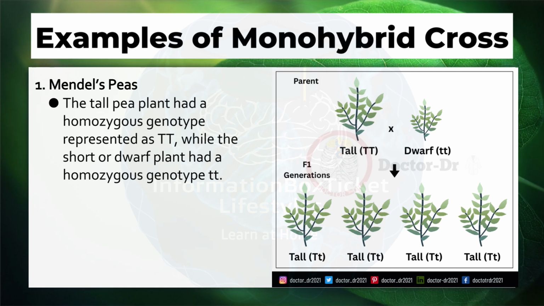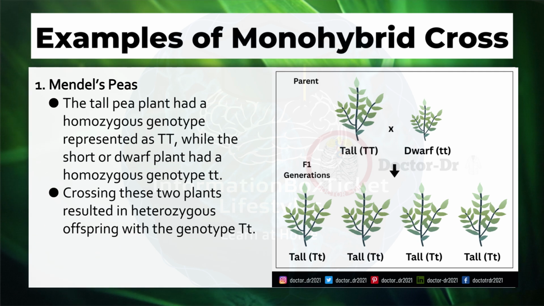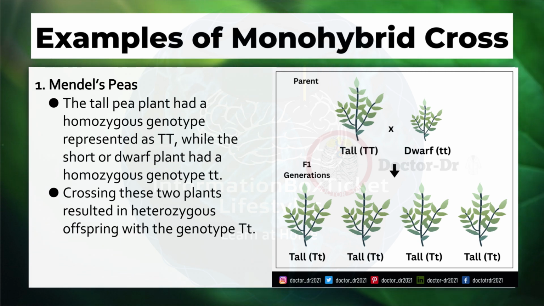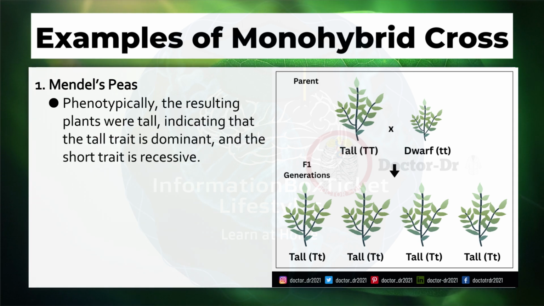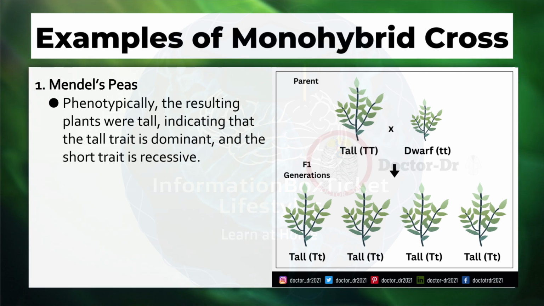genotype tt. Crossing these 2 plants resulted in heterozygous offspring with the genotype Tt. Phenotypically, the resulting plants were tall, indicating that the tall trait is dominant and the short trait is recessive.